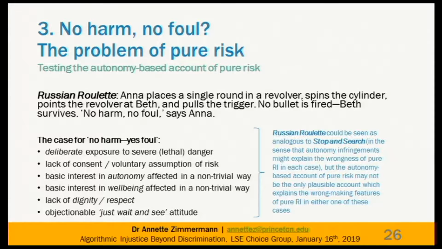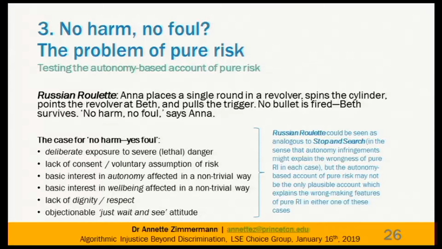Then, the basic interest in autonomy is affected, but also the basic interest in well-being, right? So this exposure to this severe lethal danger, at least from an ex-ante perspective, might be super traumatizing for Beth or something. So there's also well-being-based accounts of the wrongness of pure risk. Then the lack of respect for Beth's life might be just a worry in and of itself. Or just the objectionable kind of wait-and-see attitude, right?